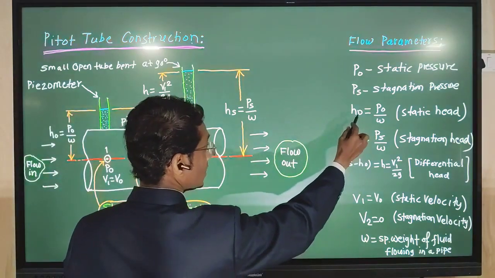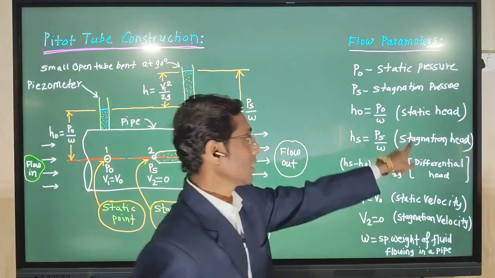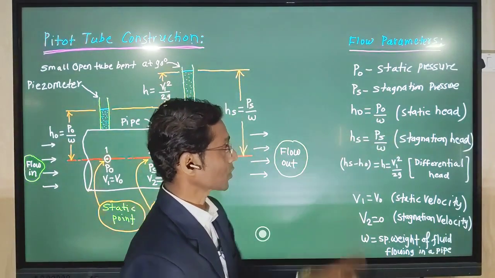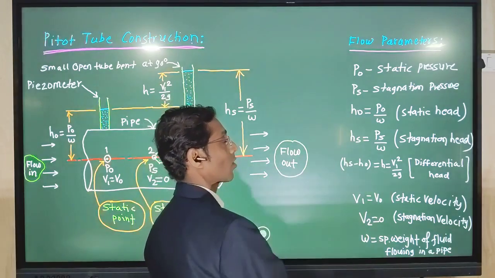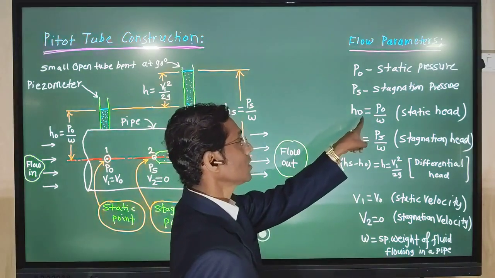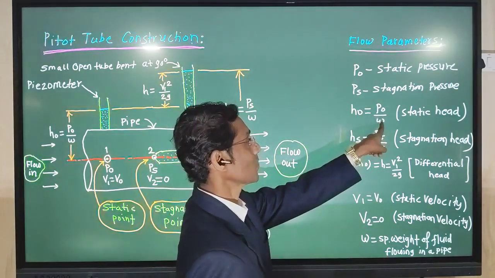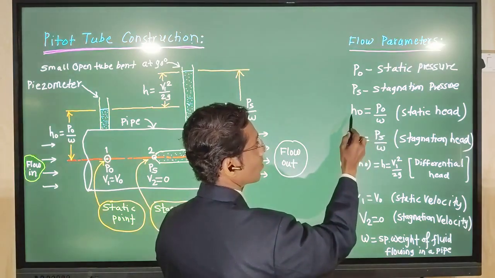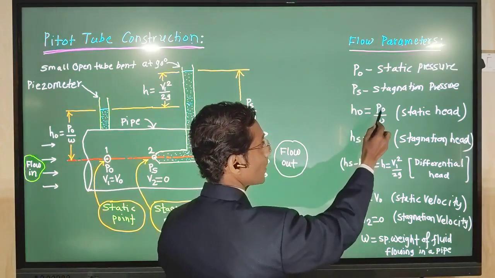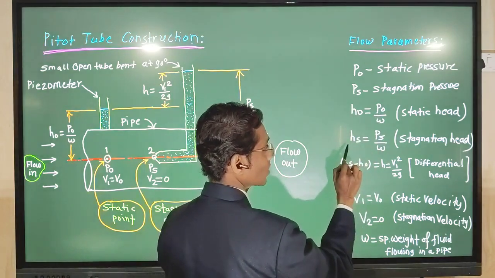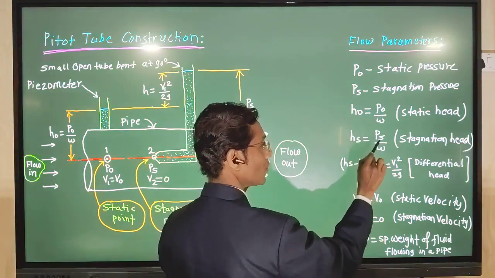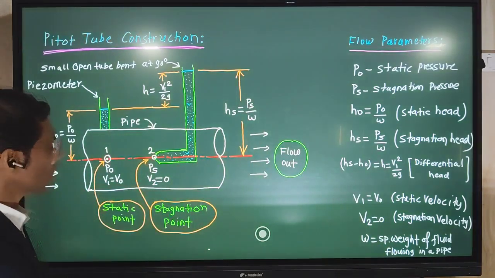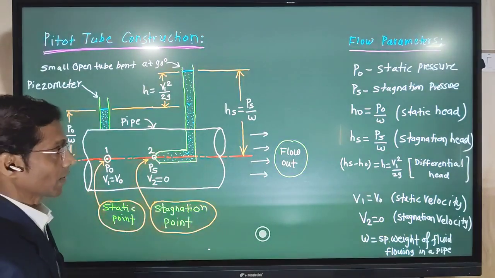Now these heads, static head and stagnation head, can be written in the form of pressure head. We have seen in Bernoulli's equation that head is equal to pressure divided by specific weight. So by that concept, static head is given as HO equals PO by W, and stagnation head is given as HS equals PS by W. W is the specific weight of the fluid which is passing through this pipe.